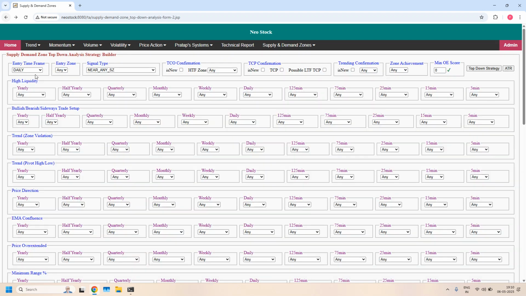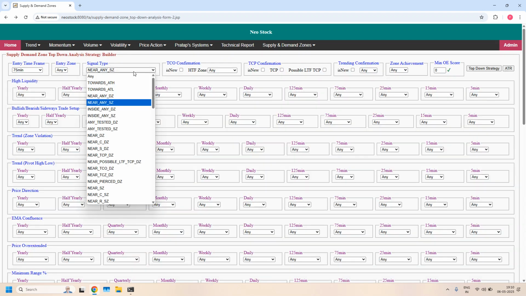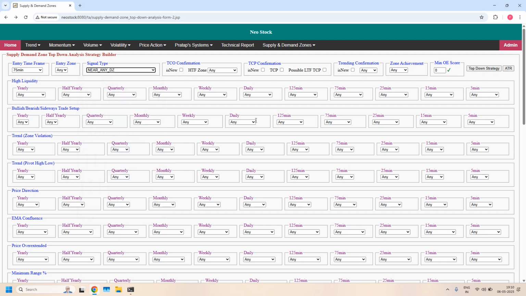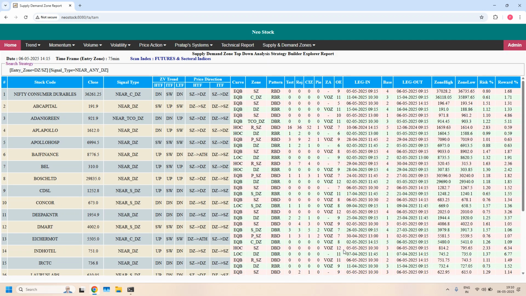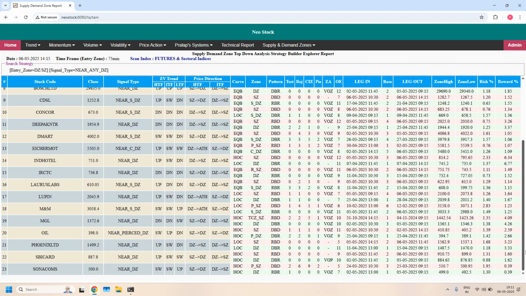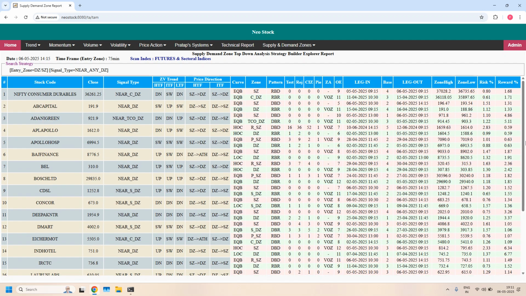Okay, next time frame is 75 minutes. Stocks near to the 75 minutes demand zone. Total we got 23 stocks. Let us identify 75 minutes high liquidity demand zones from this list. NIFTY Consumer Durable is not listed in F&O, so I am ignoring this one.